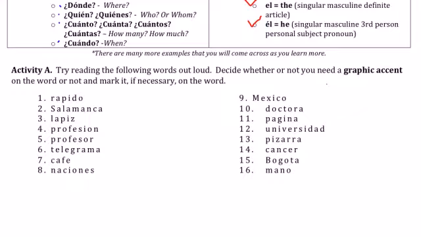If we look at these again, I'll go ahead and mark these. Número uno takes a graphic accent, rápido. Número dos does not. Número tres does, lápiz. Four, profesión. Five, profesor does not need a graphic accent. Telegrama also does not take a graphic accent, but 7, café does over the E.